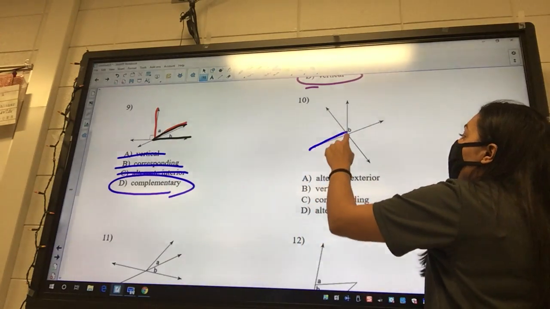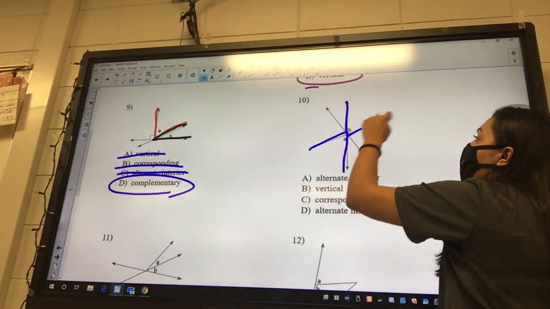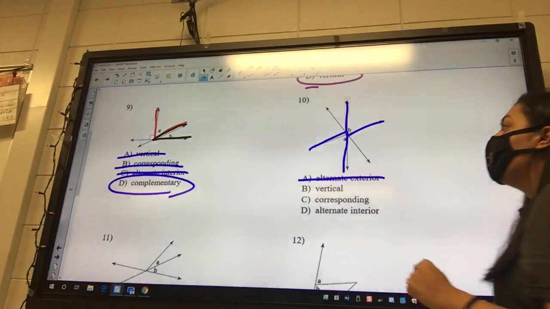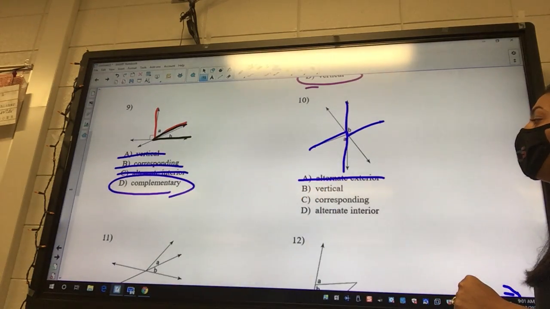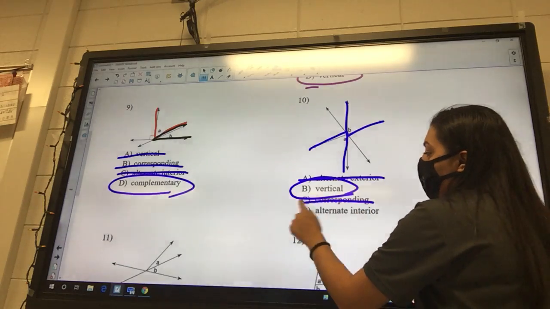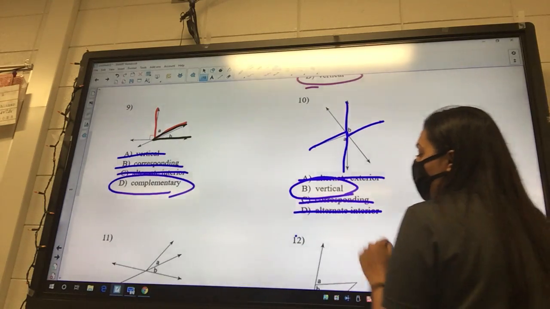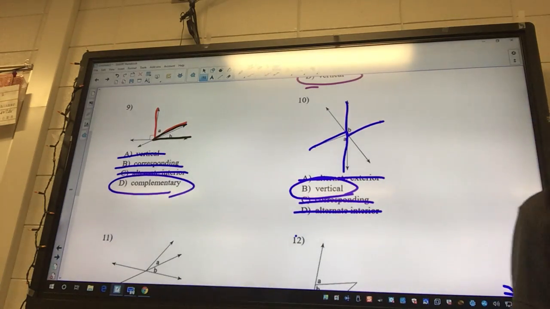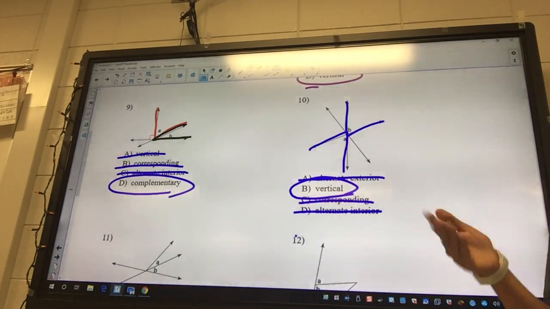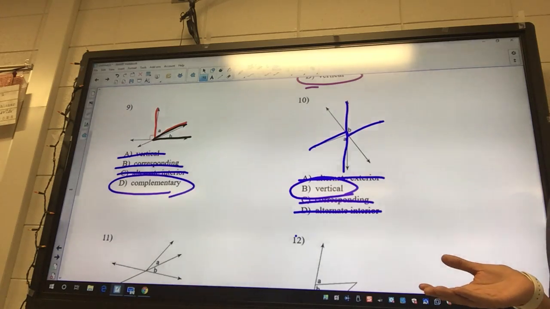Okay, and 10. We have this angle and we have this angle. Are they alternate exterior? No. Vertical. Yeah, they are. Okay, so corresponding is not even one of our words. Neither is alternate interior. So sometimes you can cross off some stuff that you know are not your vocab words first, and then pick from whatever's left. At worst case, you guess, it's multiple choice, right?